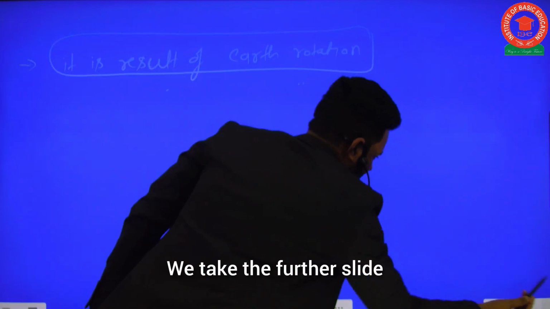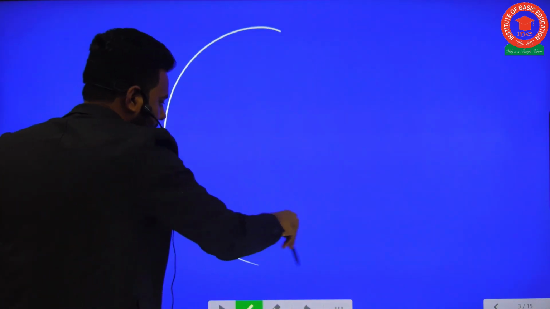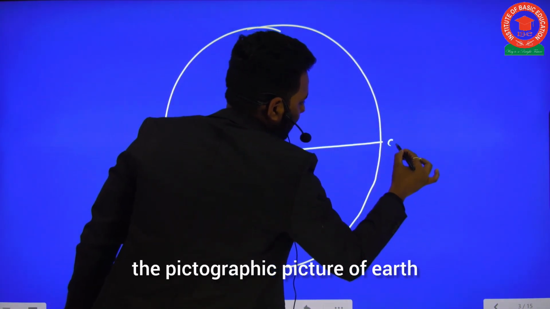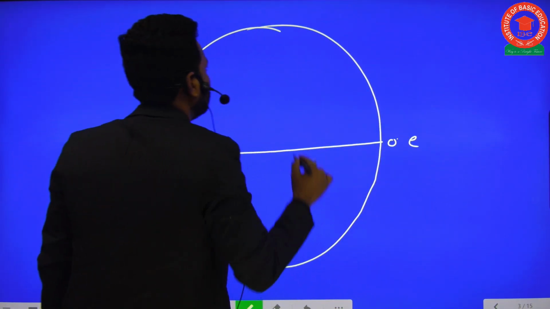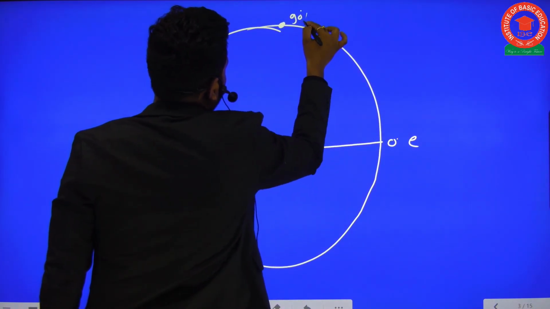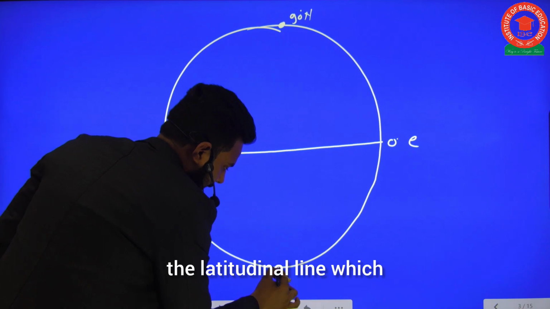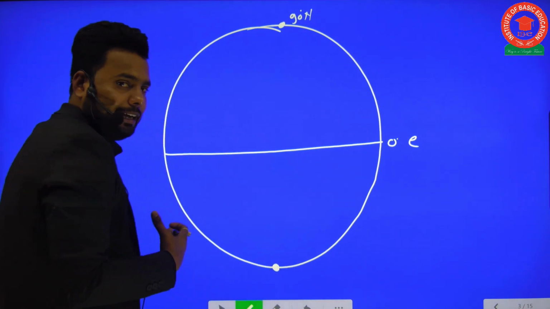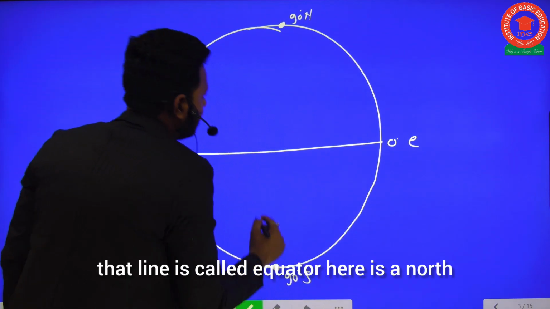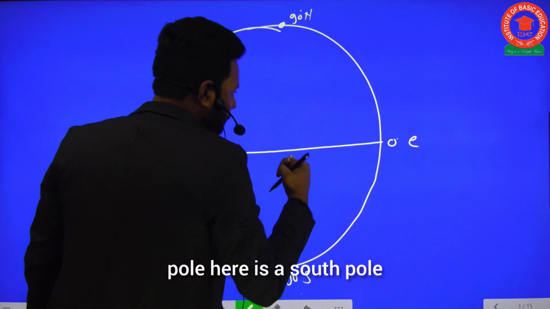We take the further slide. Here we take the pictographic picture of Earth. It is the equator. You all know the latitudinal line which divides Earth into equal parts. That line is called the equator. Here is the North Pole, here is the South Pole.